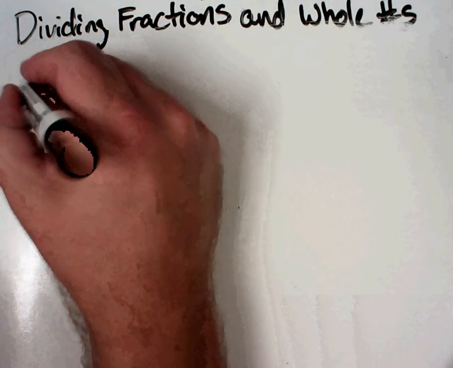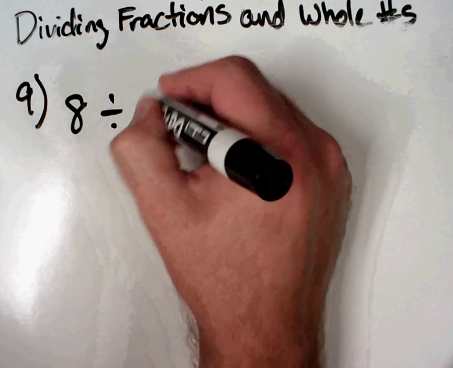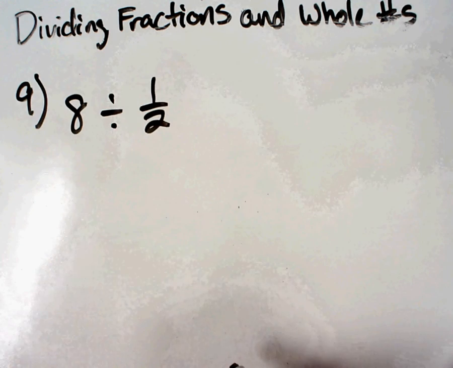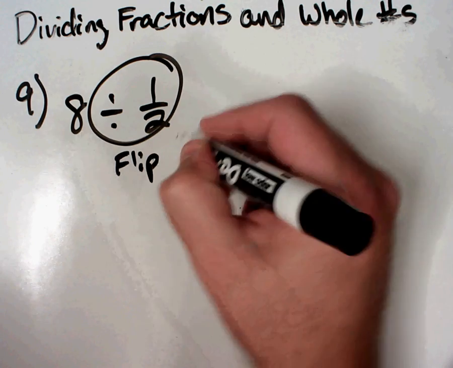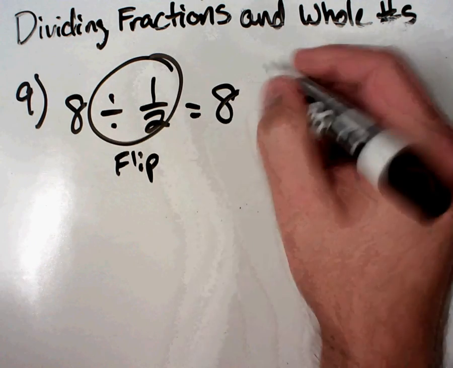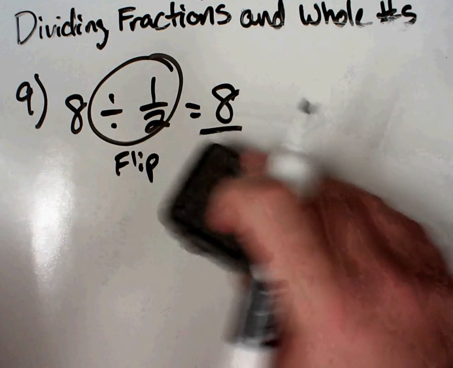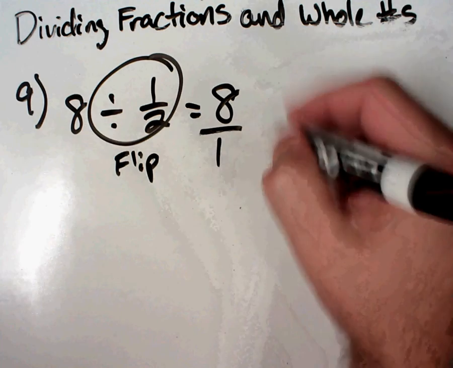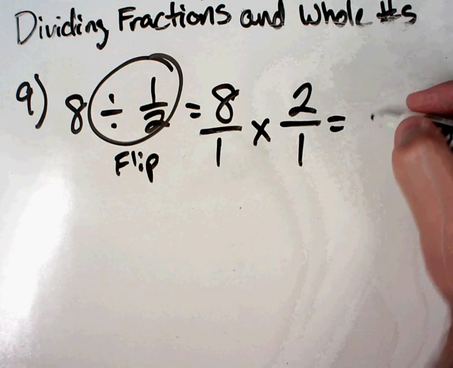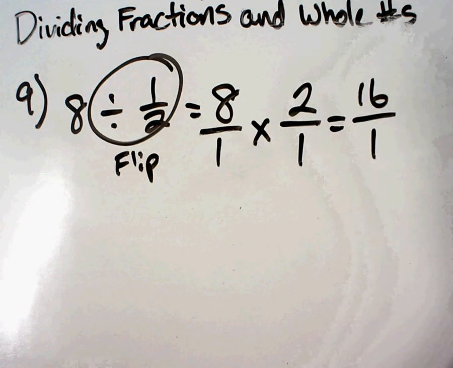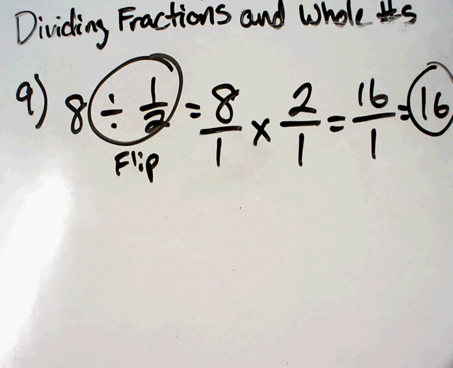All right, number 9. Number 9 is 8 divided by 1/2. Going to flip and then multiply. So 8 over 1. Oop, getting in too much of a hurry. 8 over 1 times 2 over 1 gives me 16 over 1, which is just simply 16.